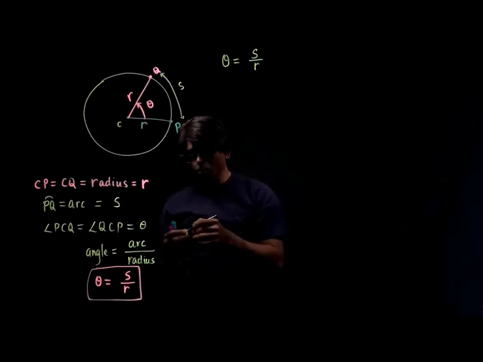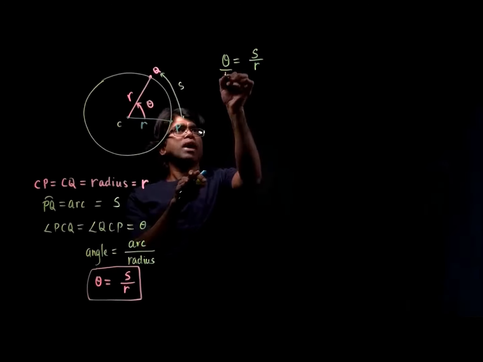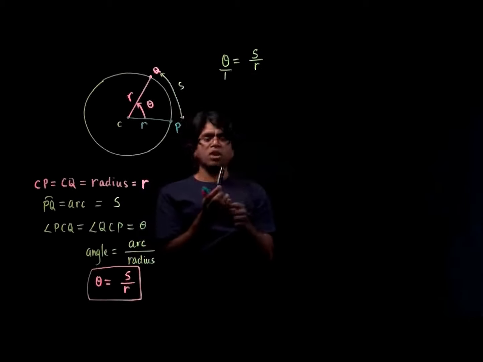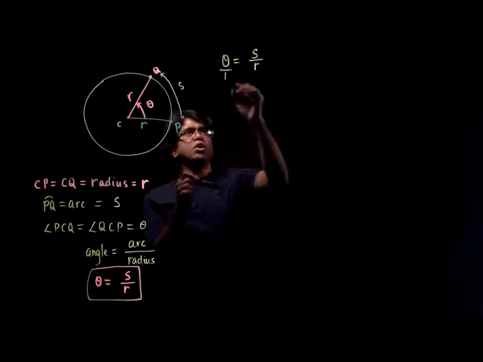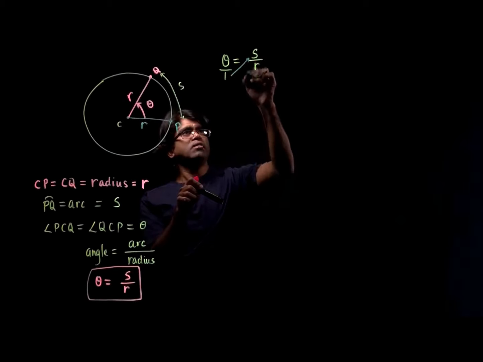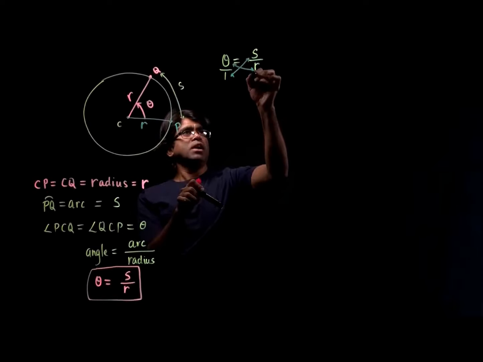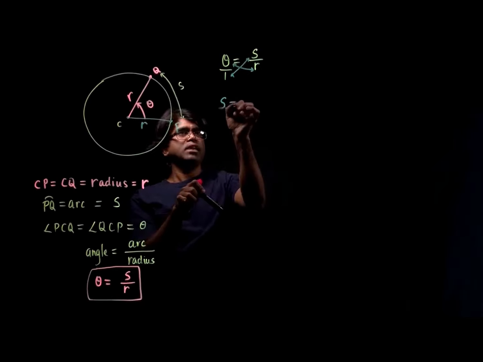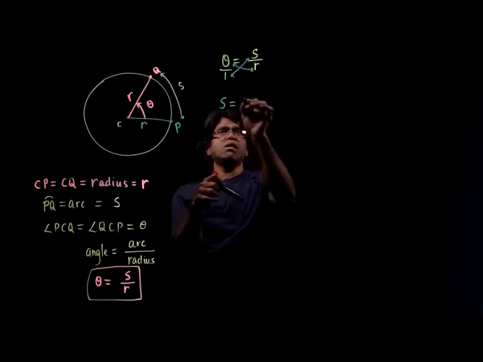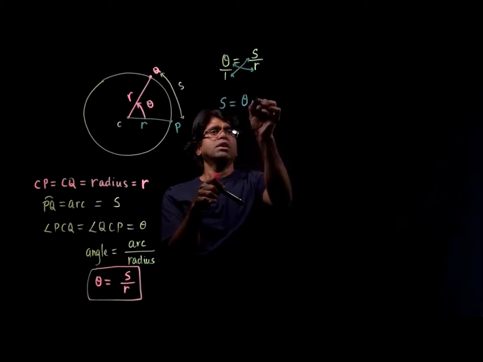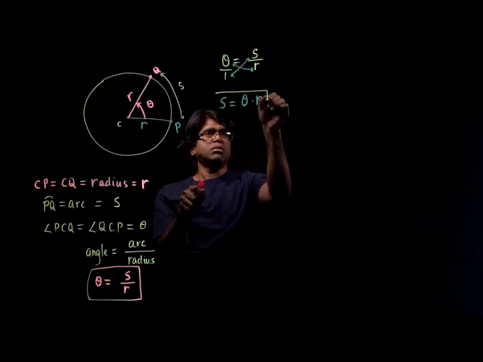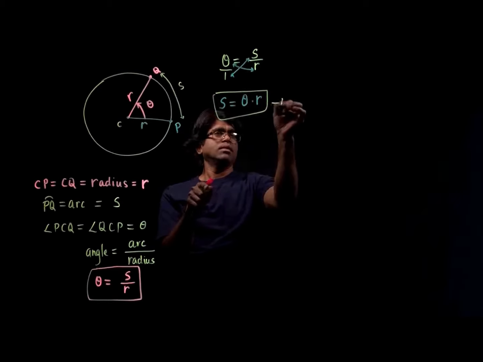From here, I'm going to write this as theta over 1 is equal to S over R. Now if I cross multiply, I will multiply 1 with S and R with theta, and what will I get? I will get 1 times S is S, that is equal to theta times R, which is R times theta. And let this be our equation number 1.